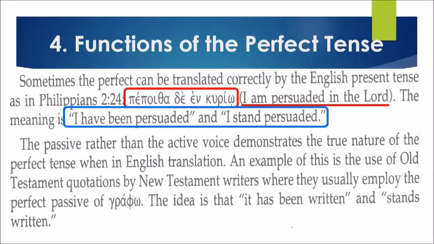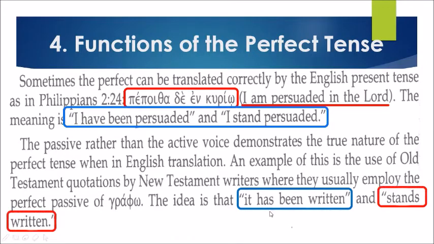The passive rather than active voice demonstrates the true nature of the perfect tense when in English translation. An example of this is the use of Old Testament quotations by New Testament writers, where they usually employ the perfect passive of grapho. The idea is that it has been written or stands written.